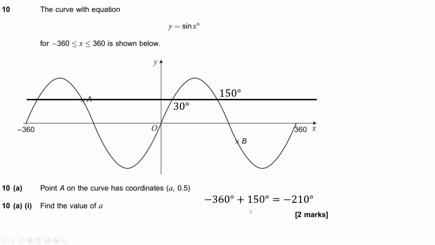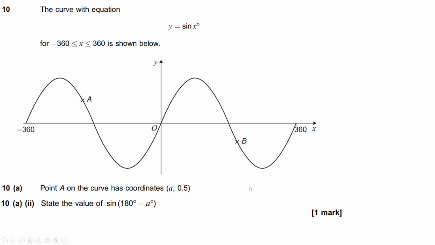Sorry, minus 360 plus it, so you get minus 210. Obviously, it's negative. State the value of sine of 180 minus A. Well, we know A is just minus 210, so 180 minus 210 is just 390.